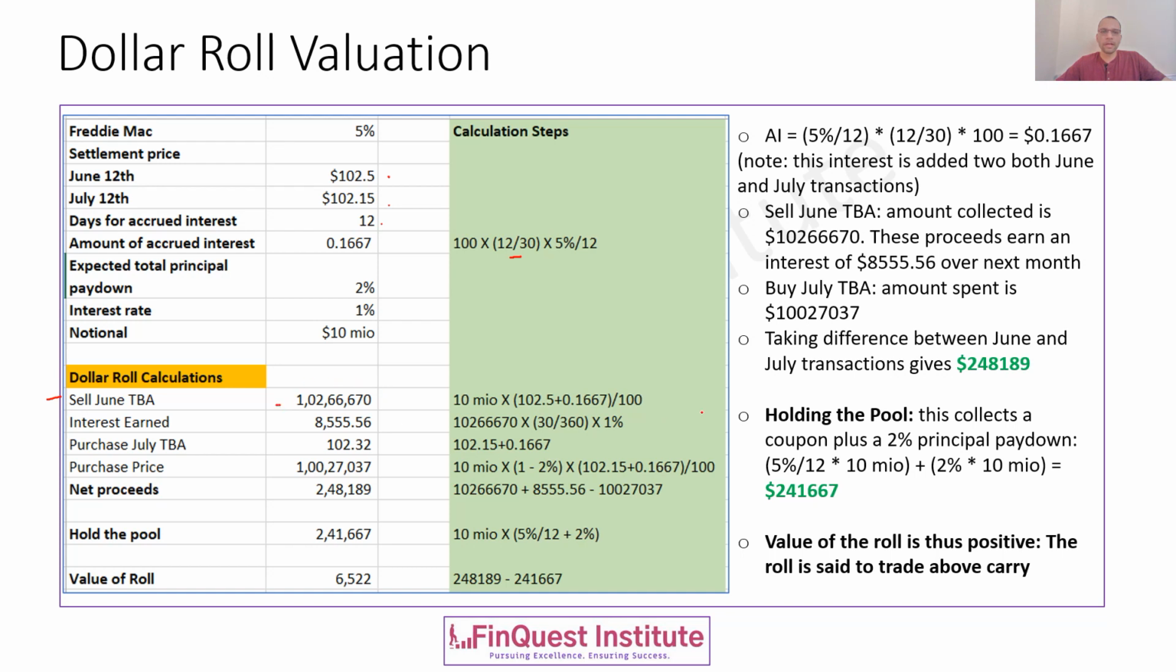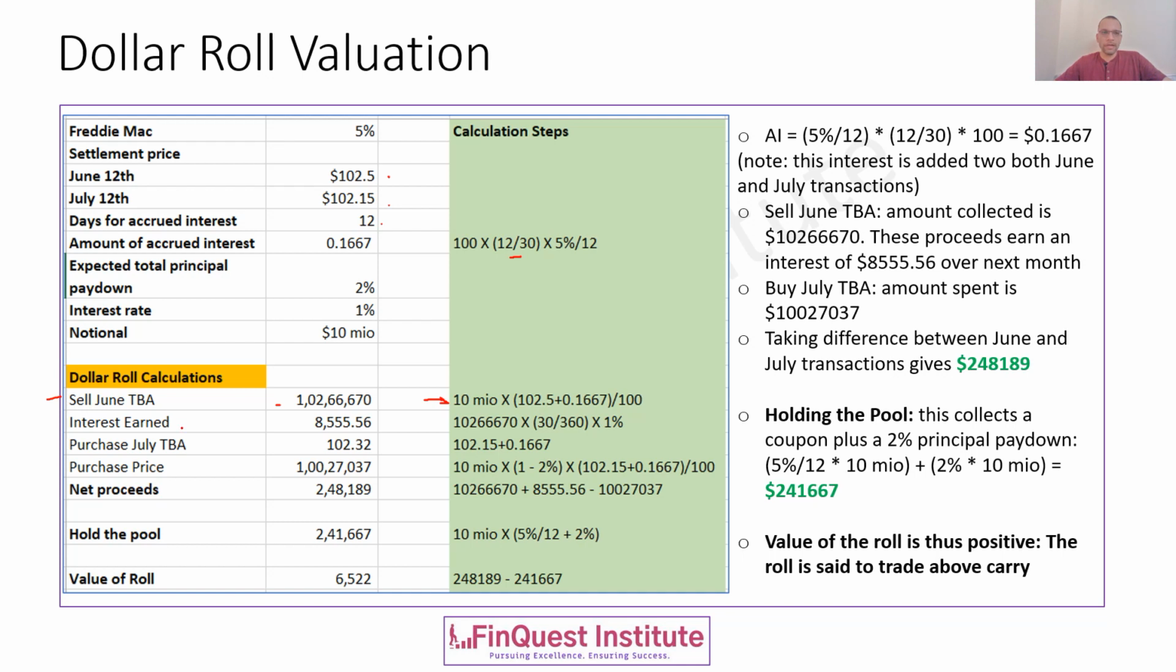Now, how do we arrive at this number has been shown on this section in green. We simply take the notional of 10 million. We have the settlement price given to us for June 12th, which is 102.5. We add the accrued interest. So the accrued interest is going to be added to both the sides of this trade. So something which happens in June as well as something which happens in July. So we'll see the adjustment of $0.166 in both the places and we divide it by 100. So this gives us the value for selling the June TBA.